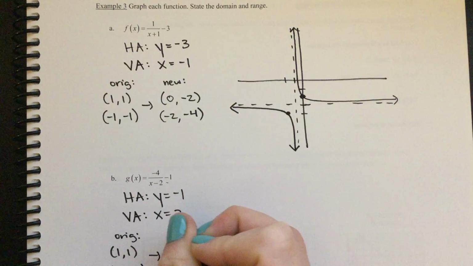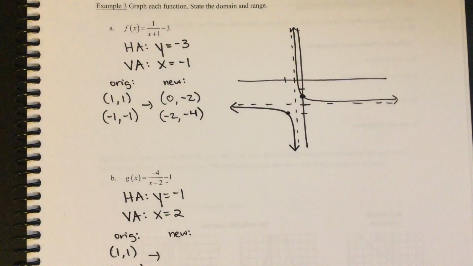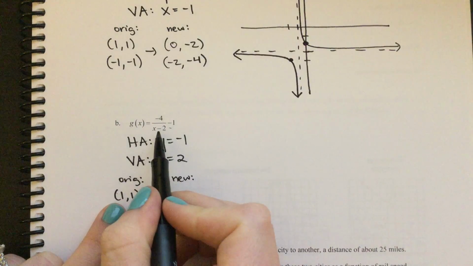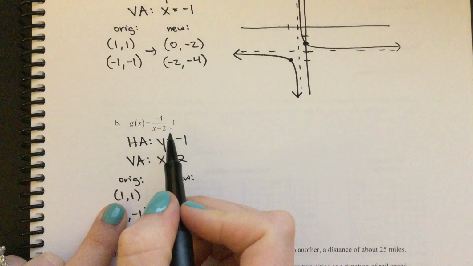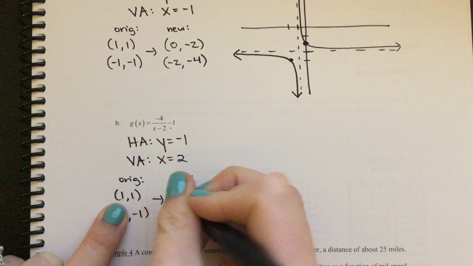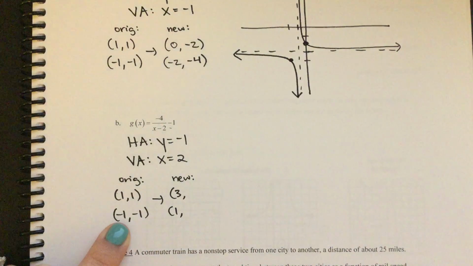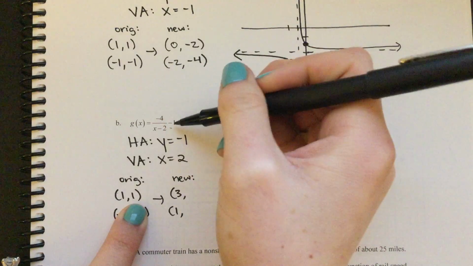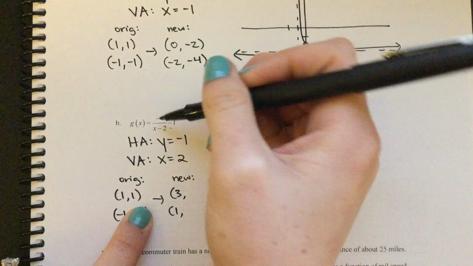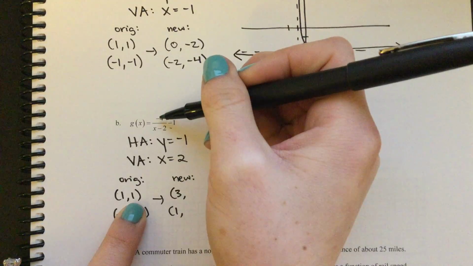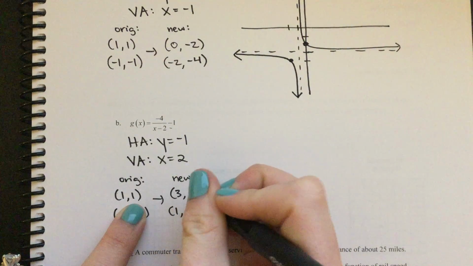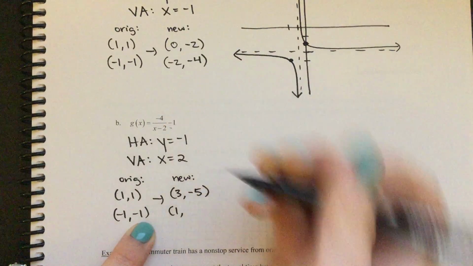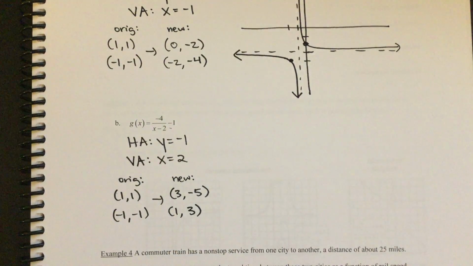And when I transform them, I do transformations the same way I did with logs, exponentials, with all sorts of other things. So my x values, when I see x minus 2, I do the opposite. So I'm going to add 2 to my x values. So this one becomes 3. This one becomes +1. And then I take this y value. First, I multiply it by this number and then subtract 1. So 1 times -4 is -4. Minus 1 is -5. And then -1 times -4 is +4, minus 1 is 3. So those are my new points.